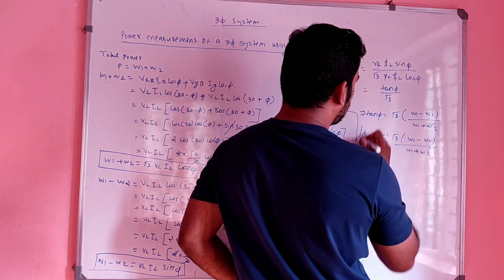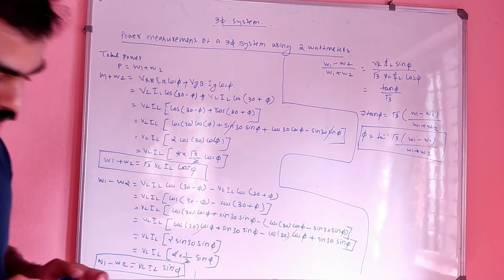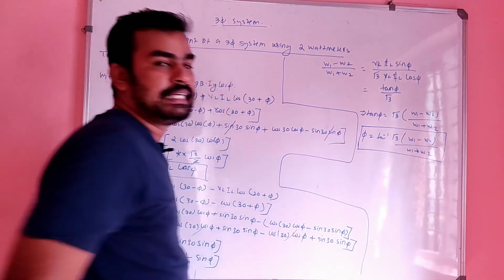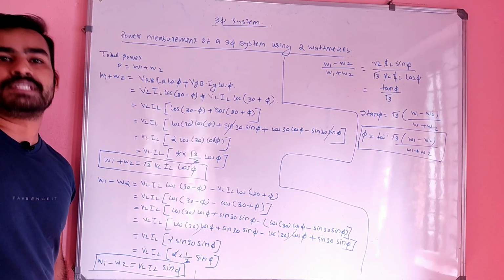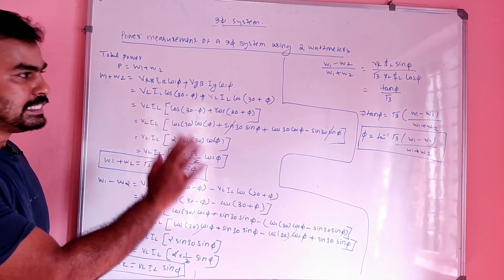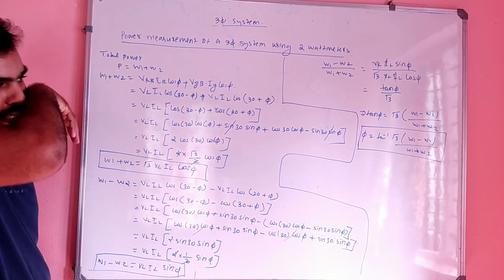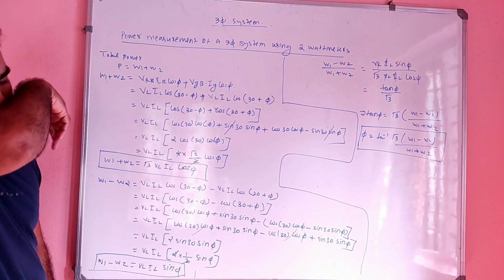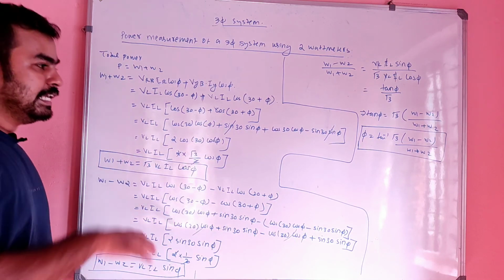Very, very important relationship in three phase system. That is nothing but phi, or phase angle, will be tan inverse root 3 into W1 minus W2 divided by W1 plus W2. So this is the phase angle relationship. So phi is nothing but the phase angle. So the phase angle equation is phi is equal to tan inverse root 3 into W1 minus W2 divided by W1 plus W2. Okay, this is the derivation part.